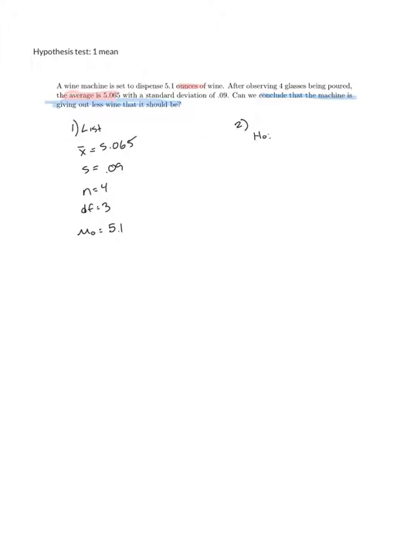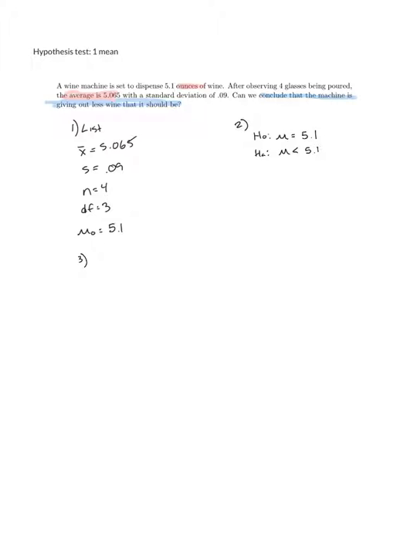In step 2, the first thing we do is list our null hypothesis. This is what we're assuming. Well, we're giving the machine the benefit of the doubt. We're going to assume it gives 5.1 ounces on average. Not what we're trying to prove, though. Our alternative hypothesis is we want to show it's giving less than 5.1. So I'll have less than 5.1.